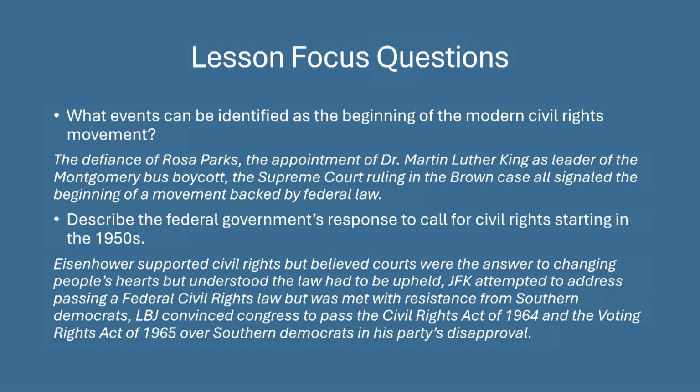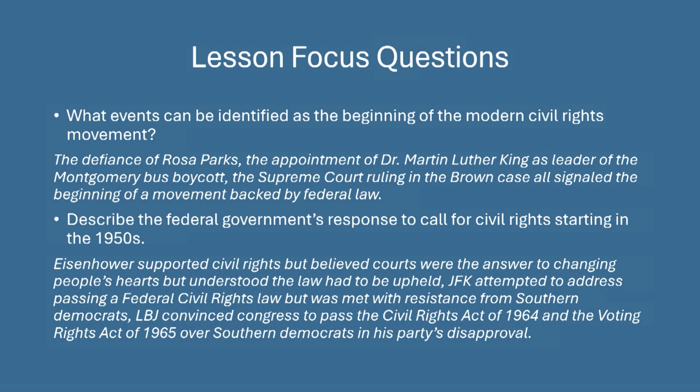Describe the federal government's response to the call for civil rights starting in the 1950s. Eisenhower supported civil rights but believed courts were the answer to changing people's hearts, but understood that the law had to be upheld. JFK attempted to address passing a federal civil rights law but was met with resistance from the Southern Democrats. And LBJ convinced Congress to pass the Civil Rights Act of 1964 and the Voting Rights Act of 1965 over Southern Democrats and his party's disapproval.